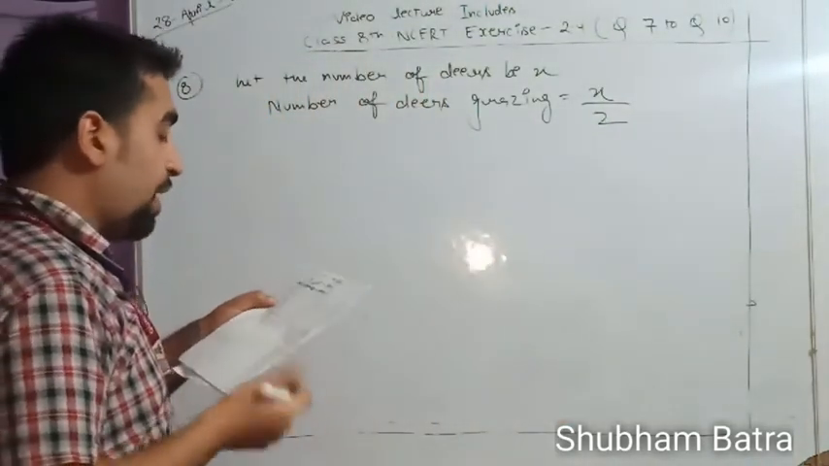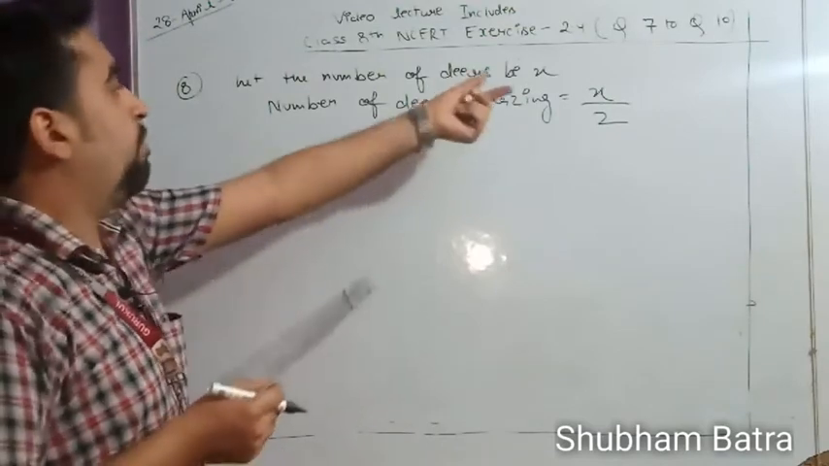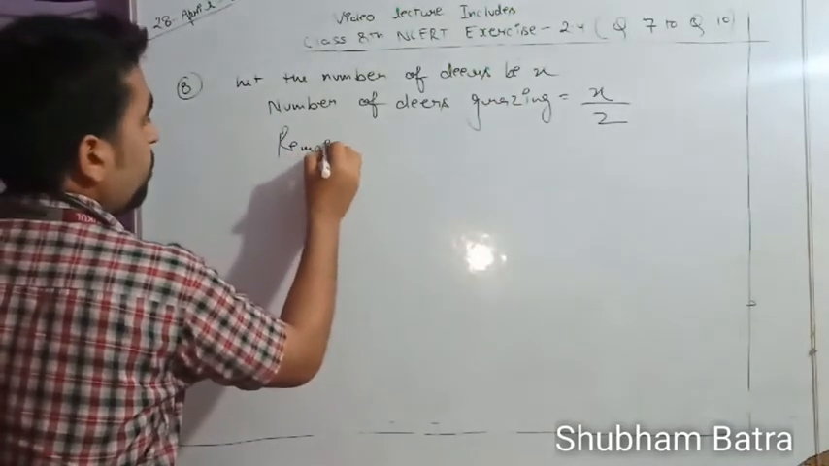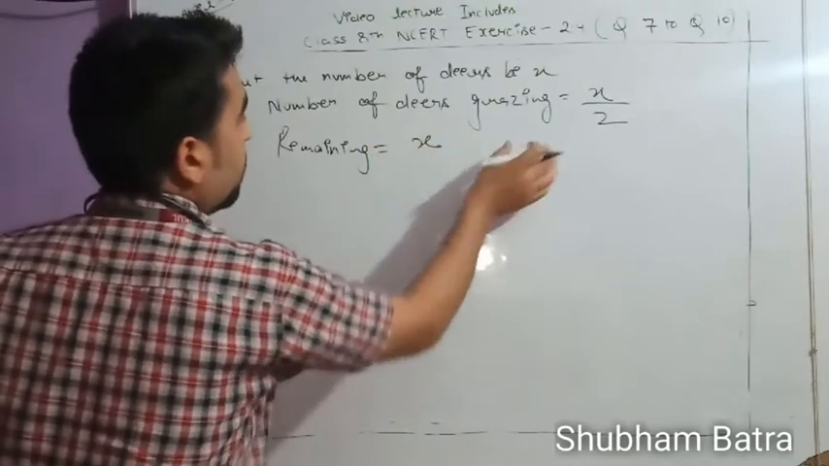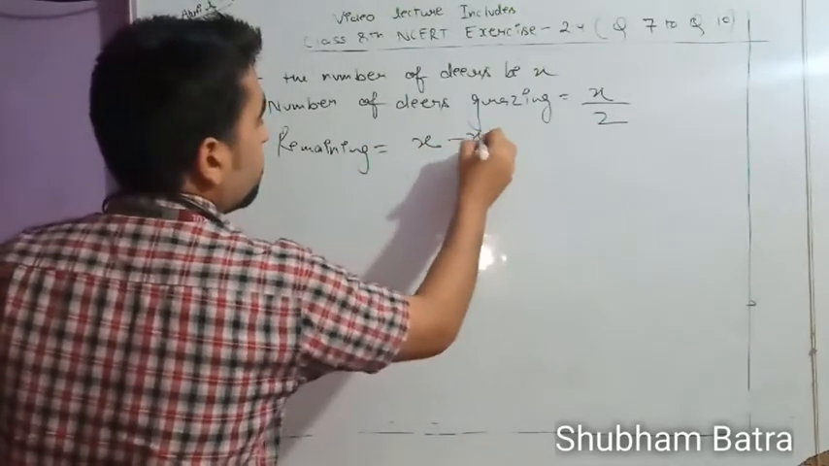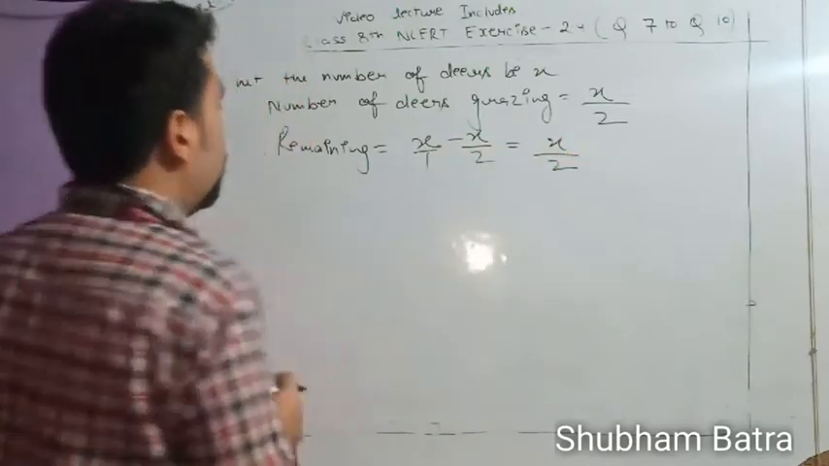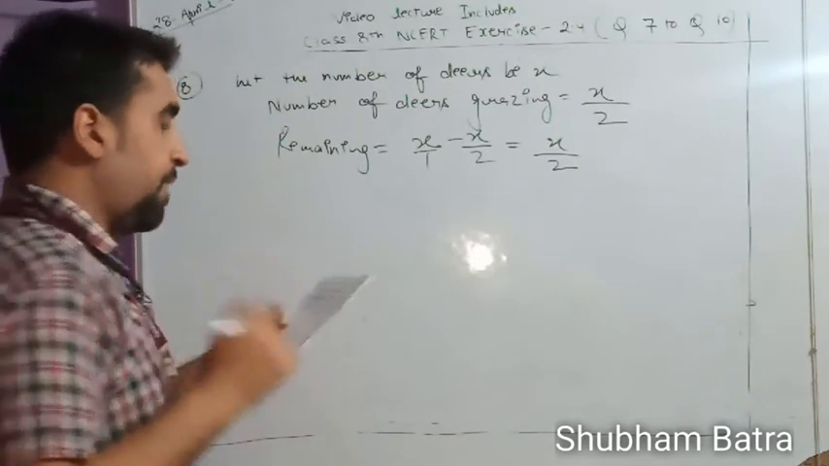And 3/4 of the remaining are playing nearby. So firstly we have to calculate the remaining. The total is x and this many are grazing, so the remaining is x minus x upon 2. Take the LCM, you will get x upon 2. So this is the remaining number.